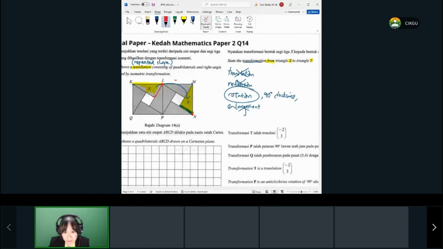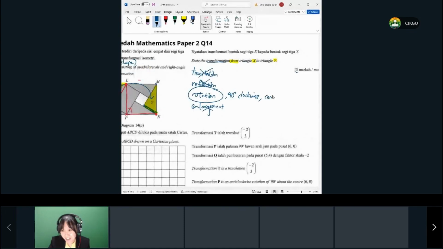So just now I said P is the center, right? So let's try to connect. You see? Isn't it 90 degrees? Turn this way and then 90 degrees. So actually for this question, the center of rotation is at P. That's the answer. So this is your third mark. You need to write the whole thing: rotation, 90 degrees clockwise, center at P. Done.